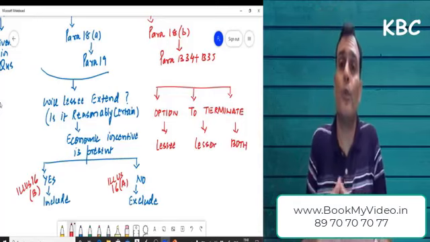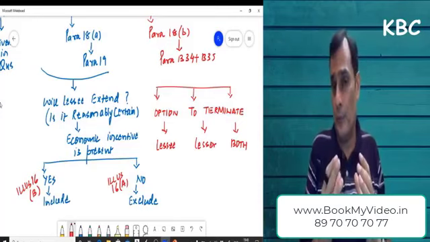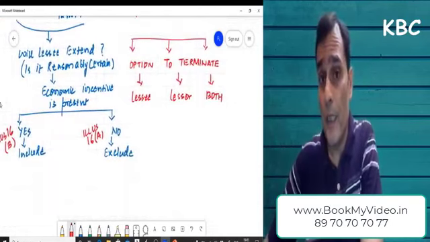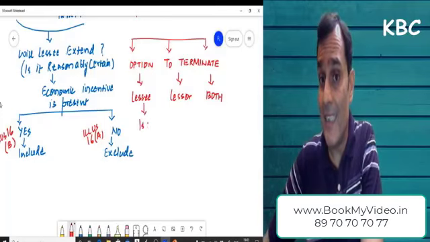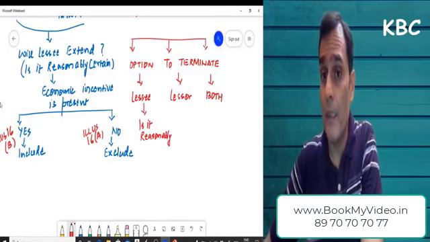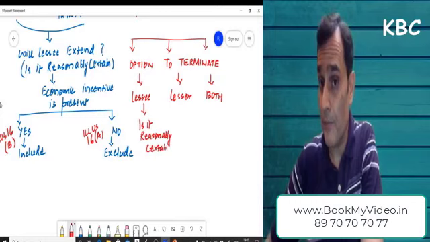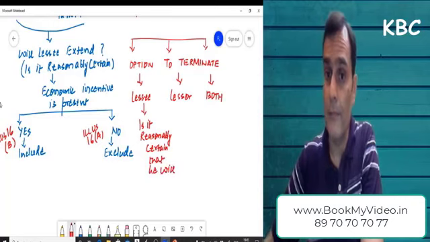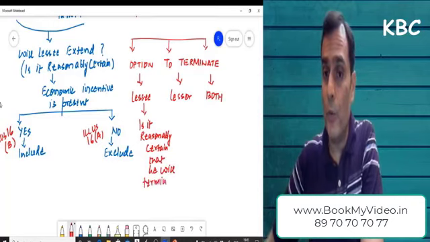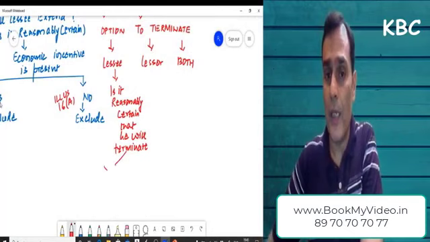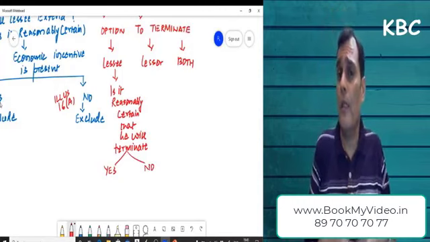Now, once you zero in on the question of whom the option to terminate is with, then you can easily decide the fate. If the option to terminate is with the lessee, you need to see: is it reasonably certain that he will terminate? You only need to evaluate whether you think it is reasonably certain that he will terminate. The answer is yes, I am certain he will terminate, or no, I don't think he'll terminate.